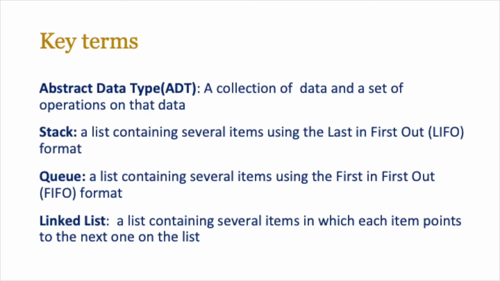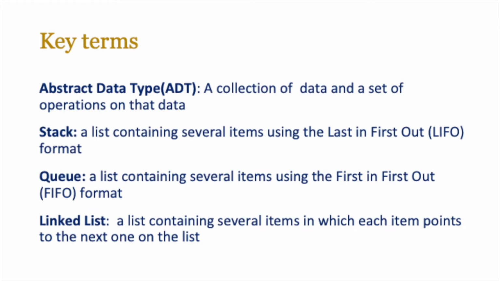Now, abstract data types are a collection of data, but they're different because you can have a set of operations that you can apply to them. Our first one is a stack, which is a list containing several items using the last in, first out approach. That means the last item that comes into a stack is the first one to go out. So imagine a pile of bricks. When you start, you pile a brick at the bottom, then you put another one on top, and then another one on top, and so on. But when you want to remove them, you will take the brick that you put on last at the top, and you take that out first, and so on. We'll talk more about that in a moment.